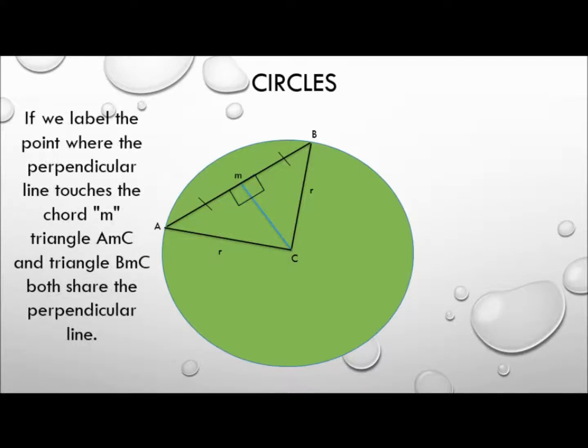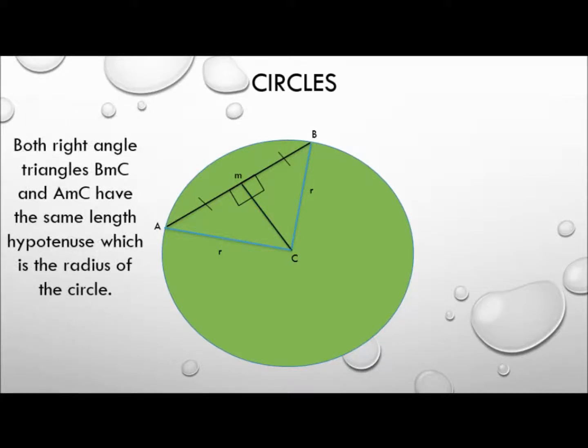Now if we label the point where the perpendicular line touches the chord M for midpoint, then the triangle AMC and triangle BMC both share the same line, and that line is the perpendicular line. And both of those right angled triangles BMC and AMC have the same length of hypotenuse, which is the radius of the circle.